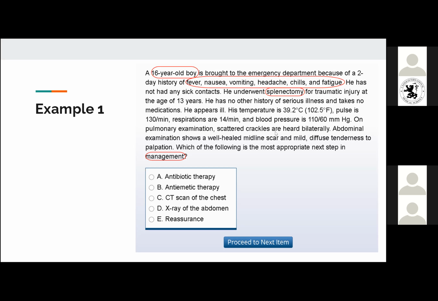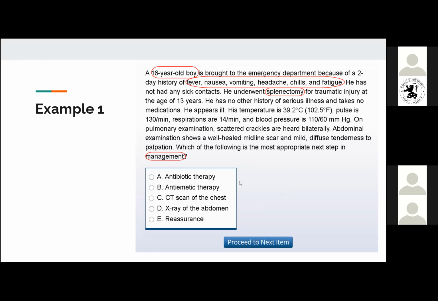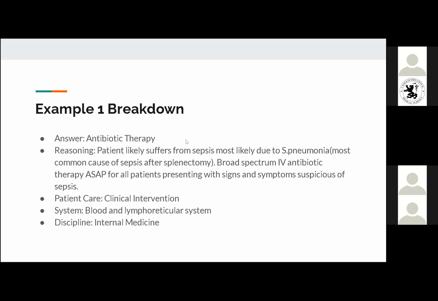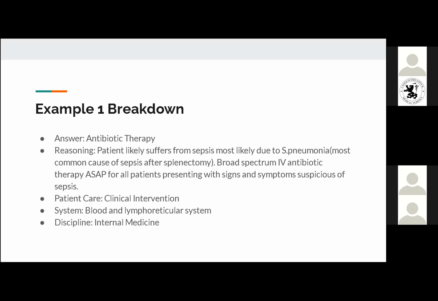So what's the next step in management? I think in the chat, one person answered it correctly. One person said D, and one person said A. D is incorrect. You would eventually do an X-ray of the abdomen maybe, but this patient has had a splenectomy, and now he's having signs and symptoms of a disseminated infection. There are signs and symptoms of pneumonia, there might be sepsis, there might be some abdominal infection like peritonitis. So this patient has a splenectomy and has a disseminated infection. It's a very emergency situation.